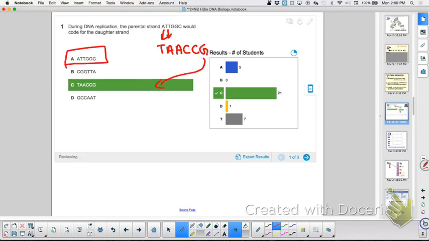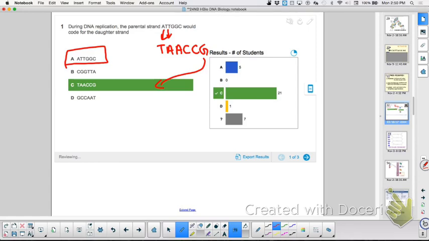What happened here to these people? What did they do? They picked the exact same as the original. Remember, it's semi-conservative replication. The original strand serves as a template for the new strand. If it's an A here, you're not bringing in another A, because then it would be the exact same thing. Remember, it's complementary base pairing.